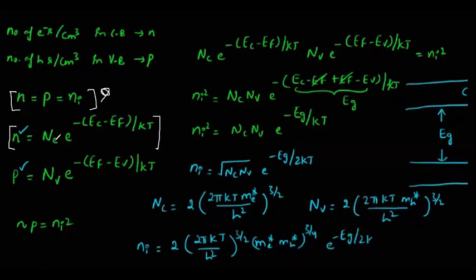The number of electrons is given by NC, which is the density of electrons in the conduction band, times e to the minus (EC minus EF) by KT. I hope all of you know what EF is. EF is the Fermi energy level, which is an energy level in between; there will be one level between the conduction band and valence band. This is the energy of the Fermi level. So this is the equation.